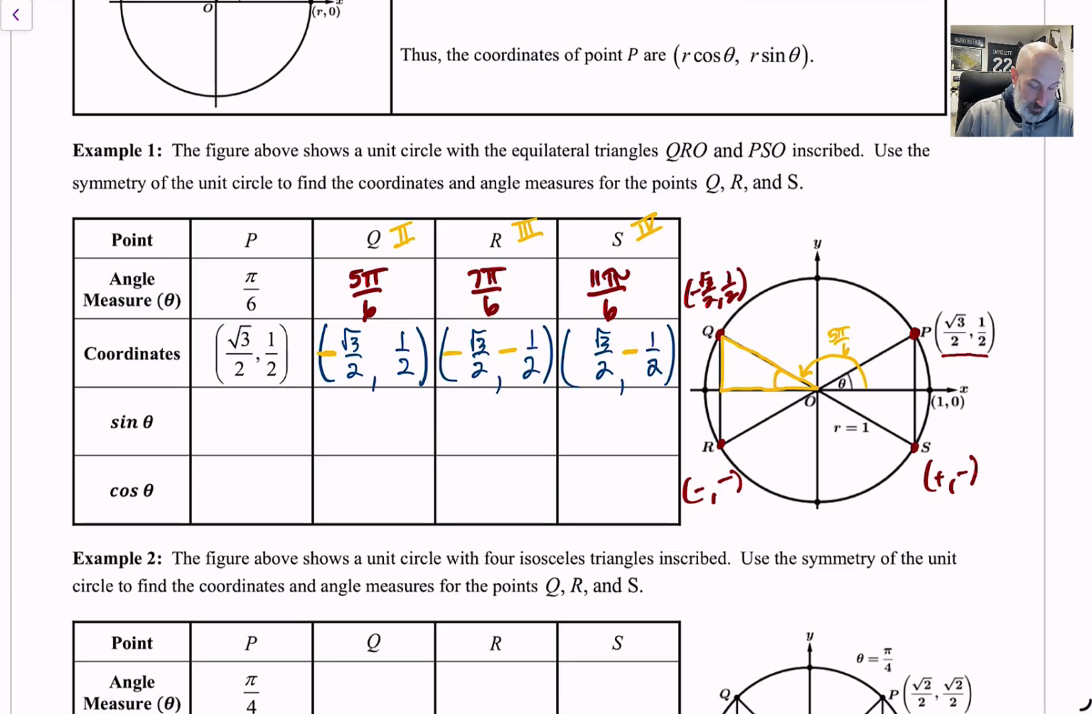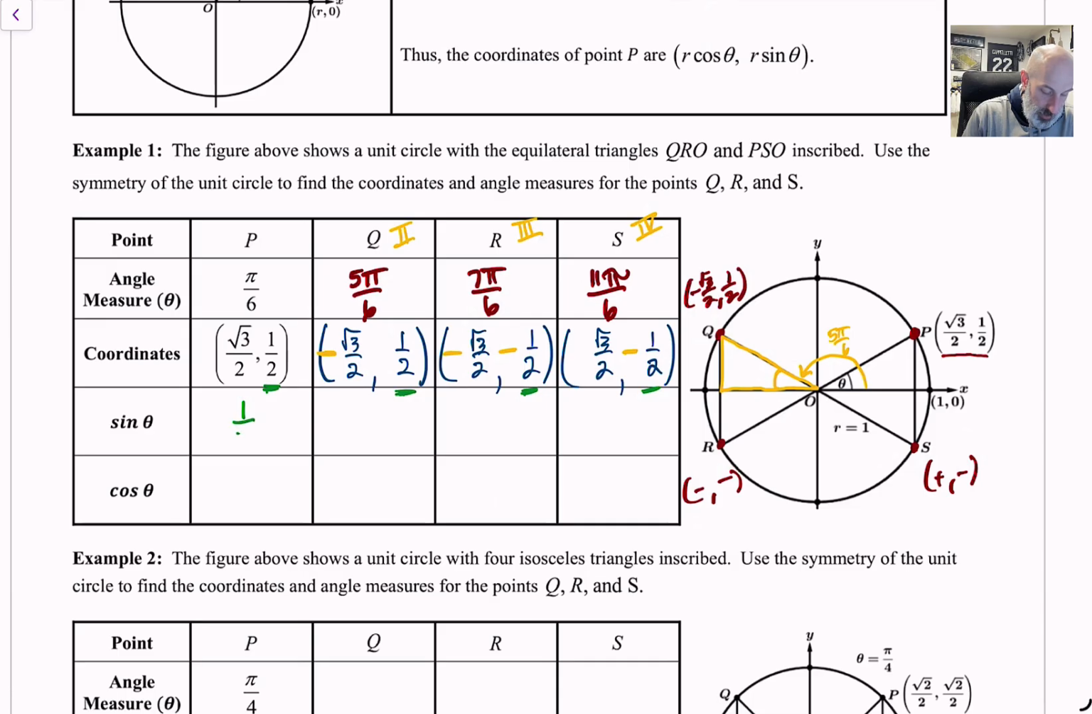As far as sine and cosine are concerned, because we're talking about a unit circle, the sines are just going to be the y coordinates. If we want to say sine is y over r, that's fine. y is 1/2 or negative 1/2 in all of these, and r is 1 because it's a unit circle. Or we can just know that when we're on a unit circle, sine is the same as the y value.